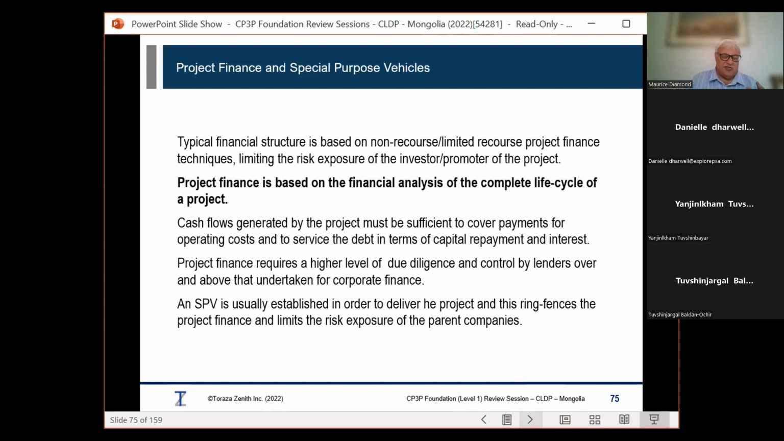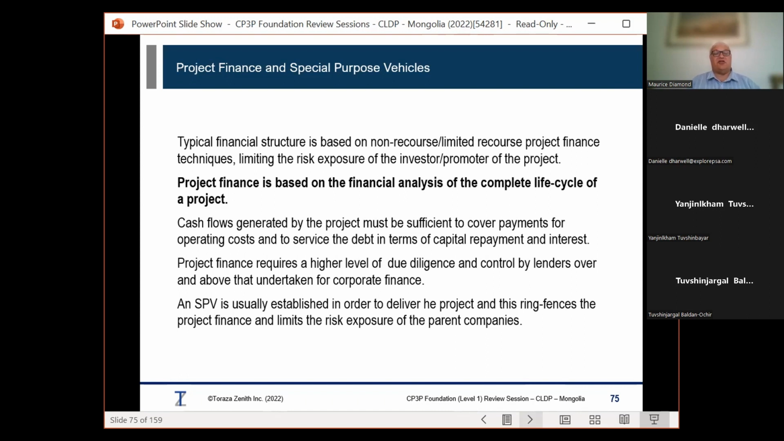So recourse finance or normal recourse would be corporate finance. Non-recourse finance is where there is no recourse to the parent company, but limited recourse finance is where there's limited recourse to the parent company. And that's what we have on PPP. So the typical financial structure is based on non-recourse, limited recourse project finance techniques, limiting the risk exposure of the investor, promoter of the project.